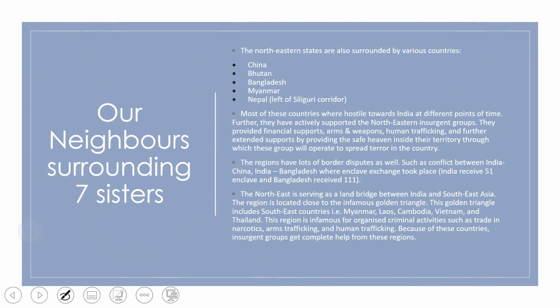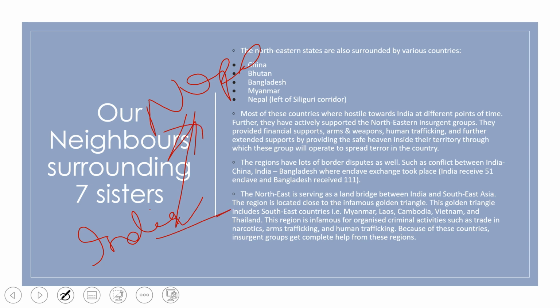Similarly, there are many disputes now, in the Kala Pani areas and all. India is having a dispute with Nepal over the Kala Pani area, and China is manipulating Nepal to create this kind of conflict in those regions.